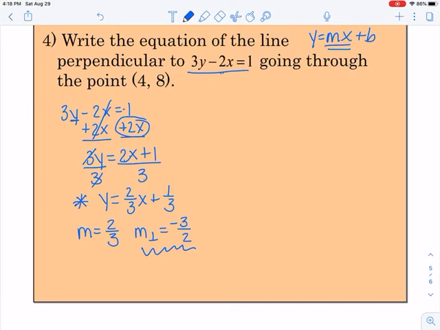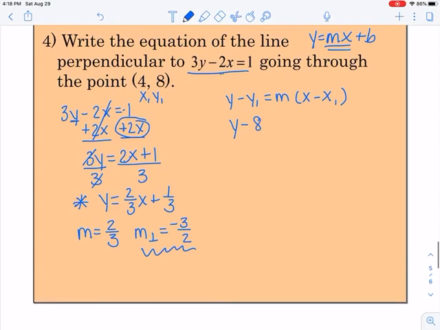And again, instead of making myself more work, I now have the slope and a point, so we'll use point-slope again. So y minus y1 equals m times x minus x1. Or y minus 8 equals negative 3/2 times x minus 4. And that is your answer.